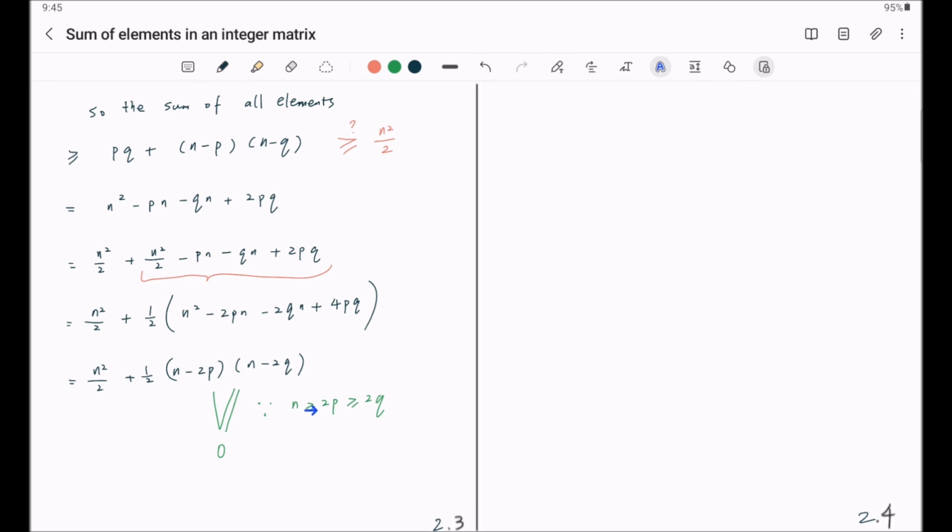And this is, strictly speaking, strictly greater than 2. But it doesn't matter. We only need this guy to be greater or equal to n squared divided by 2. And well, that is a proof of this problem.